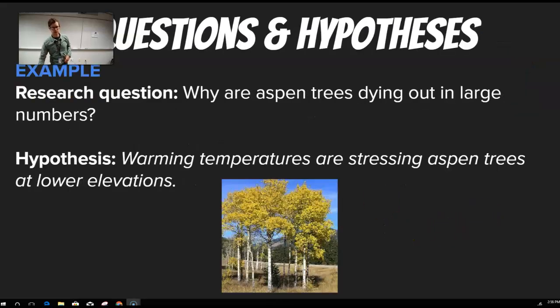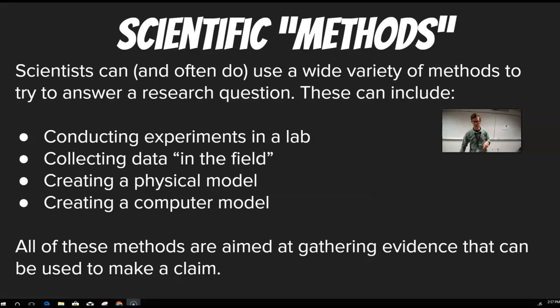So here's bringing our example a little farther forward. If our research question is why are the aspen trees dying out, our hypothesis could be warming temperatures are stressing aspen trees at lower elevations. And actually, as it turns out, the data that's been gathered since then seems to support this hypothesis. There are other hypotheses that were possibly offered, like maybe it's some kind of insect situation, but this is the one that was supported by the evidence.